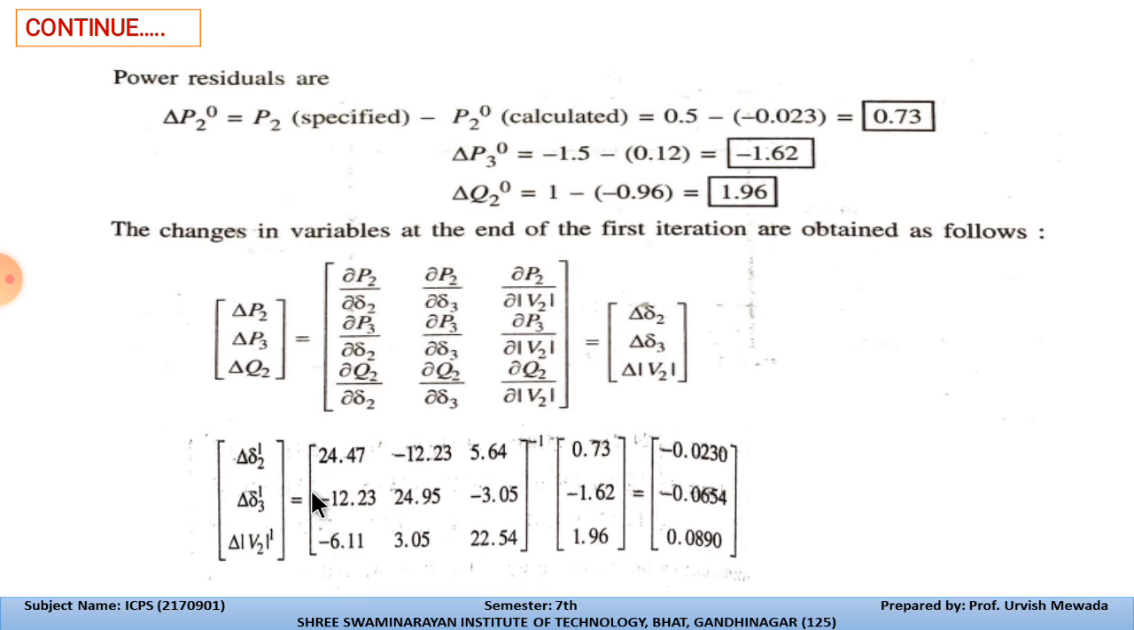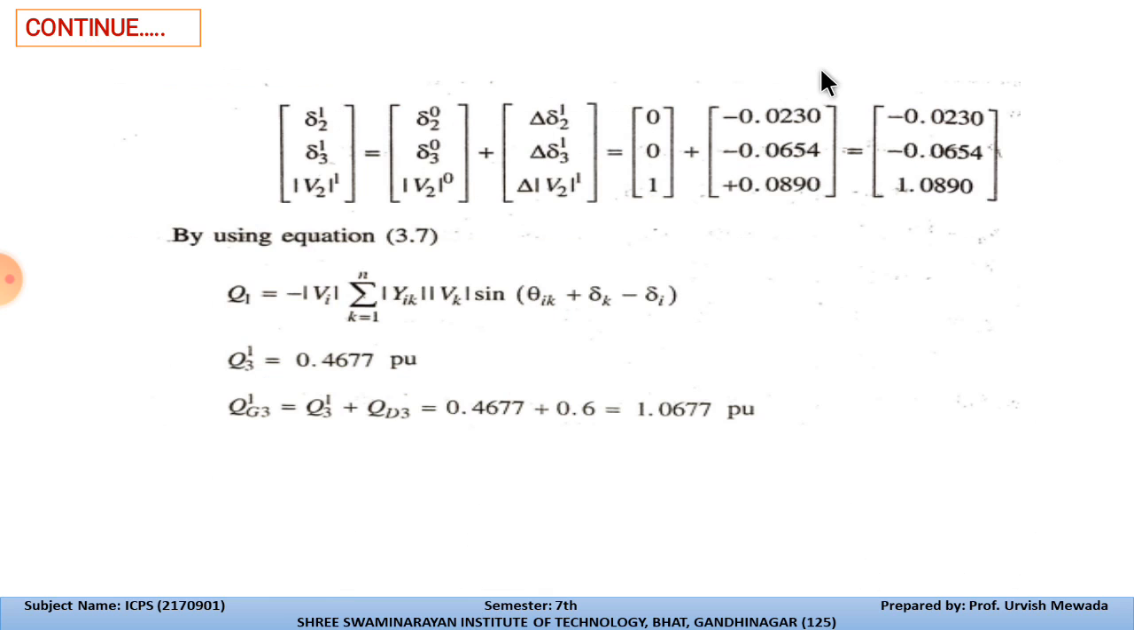And after putting that value, we can have the value of delta 2 raised to 1, delta 3 raised to 1, and delta V2 raised to 1. So these are the values that we already derived, and we have taken the inverse of the matrix. So we inverted all the values, and by putting these values, we have this equation. In this equation, we have all the values of delta 2 raised to 1, delta 3 raised to 1, and |V2| raised to 1, and these are the values that are placed over here.